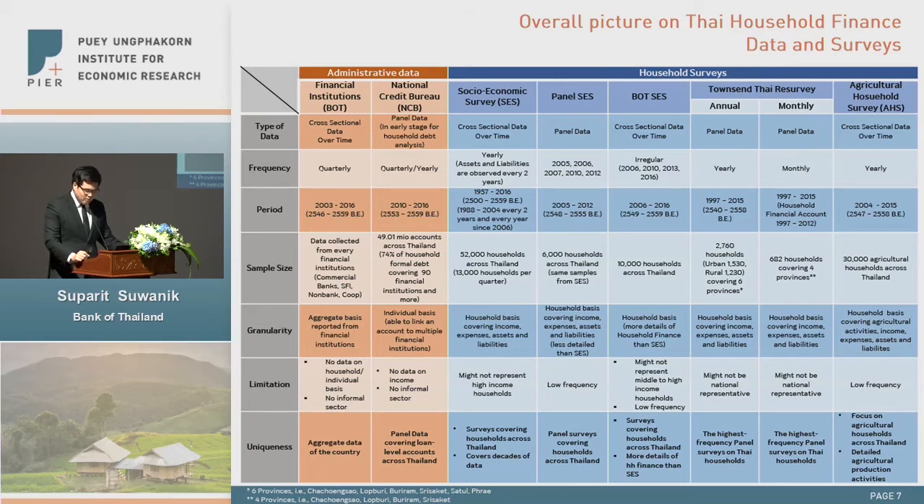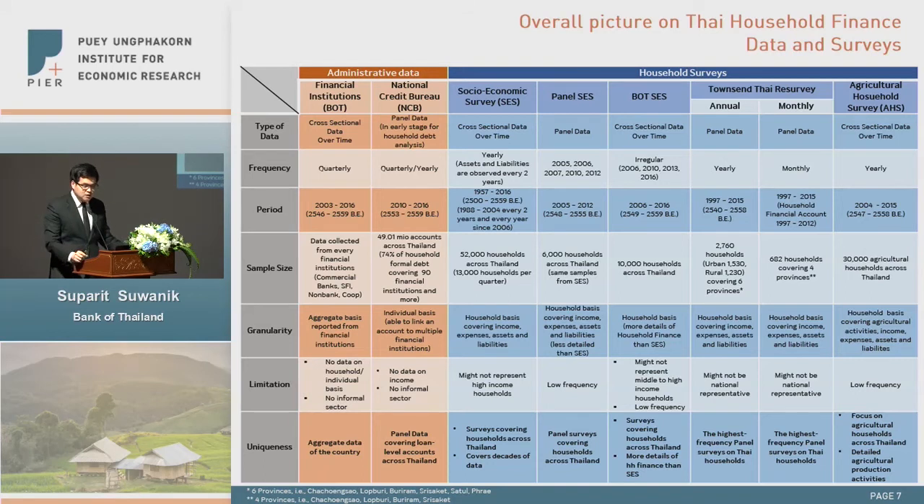So for the administrative data, the Bank of Thailand aggregate data, which is collected from every financial institution of Thailand, represents the macro picture of the household sector, while NCB data, as you know, is the panel of low-level accounts across Thailand. But these two data sets, like I said, have no informal sector. So it comes to the blue zone, to the household surveys.